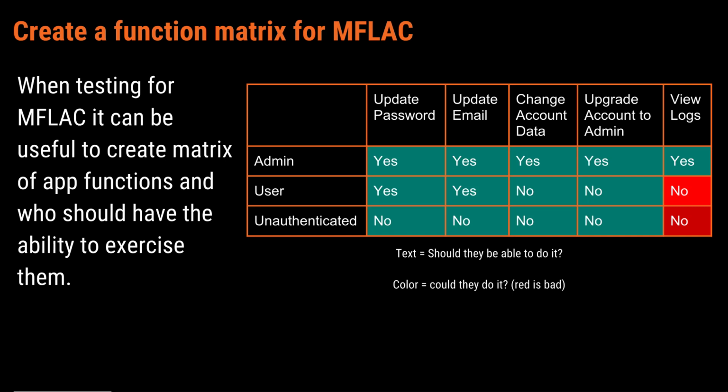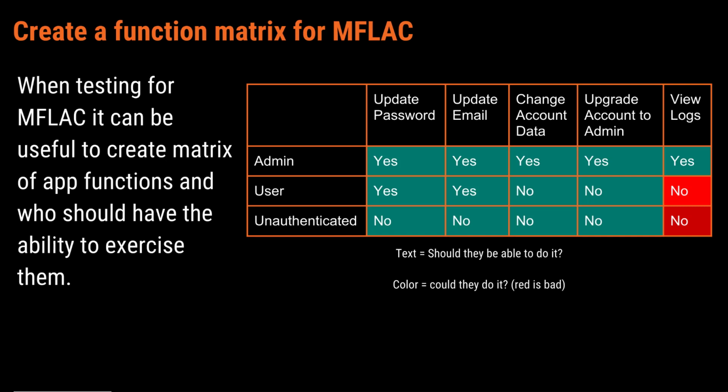Now the admin should have access to everything here, and indeed they do, and they should. That's indicated by text, and green means yes, they could do it. Here, a user should have access to update their password and update their email address, and those are working as expected. Green is good. And they should not have the ability to change the whole account's data or upgrade any accounts to admin. Since those are filled in green, that's good as well.